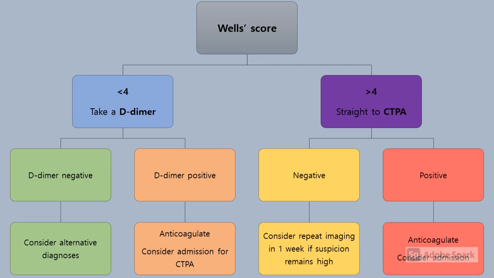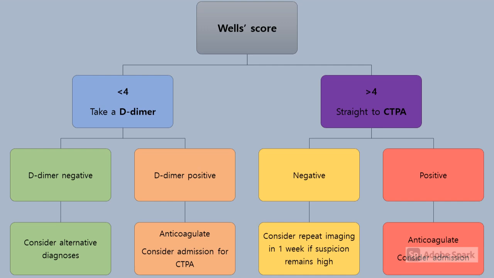do a CTPA for. But if you've got a high Wells score, a score above 4, there's no point getting a D-dimer. A positive or a negative D-dimer cannot rule out a PE in somebody with a high Wells score. So those are patients you need to get CTPAs on. And obviously, if that demonstrates a PE, great, you're going to bring them into hospital and start some anticoagulation. If that's negative, then that doesn't definitively exclude a PE.